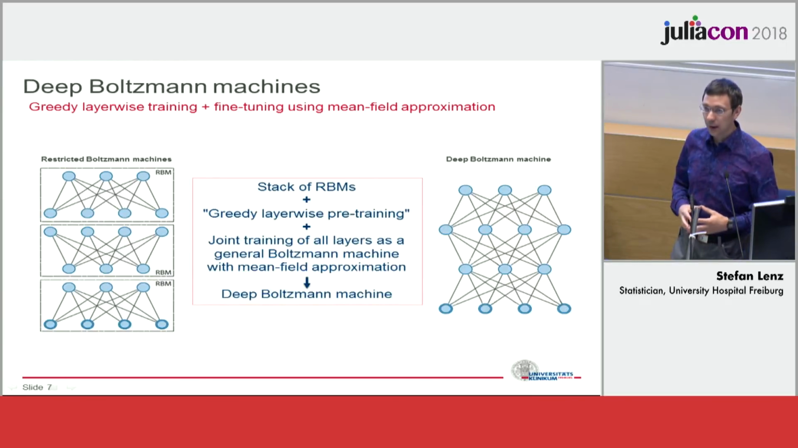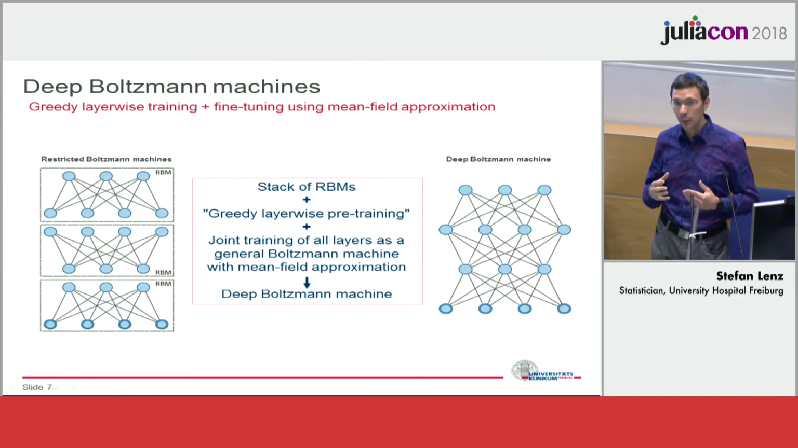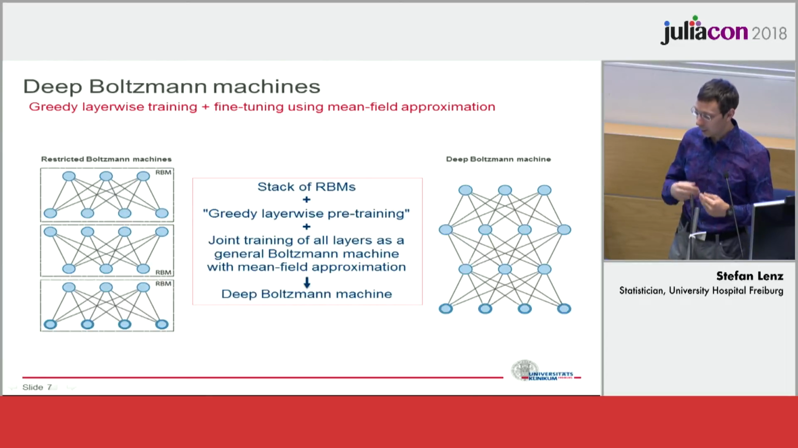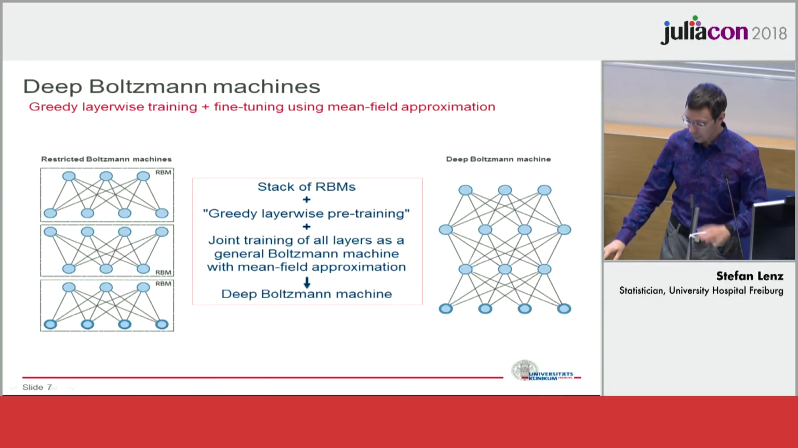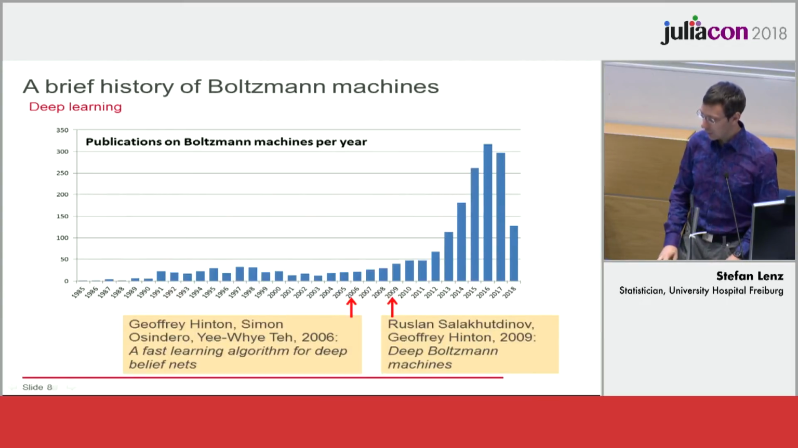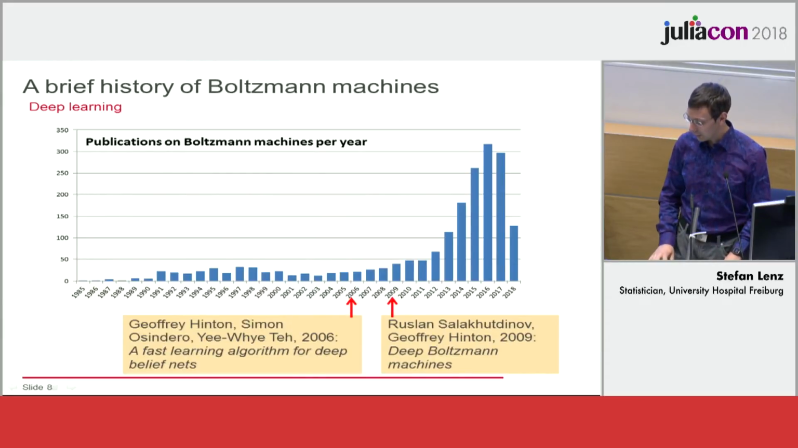These stacks of RBMs can now be interpreted as Boltzmann machines, and then they are called deep Boltzmann machines. It was discovered that this RBM stack is a good starting point for a joint training of the whole stack as a Boltzmann machine, with an approximation of the training algorithm for Boltzmann machines. It is done after the stack has been trained. This Boltzmann machine training algorithm is done with a mean field approximation algorithm. Otherwise, this general Boltzmann machine training algorithm did not work so well. This was described in 2009 by Salakhutdinov and Hinton.